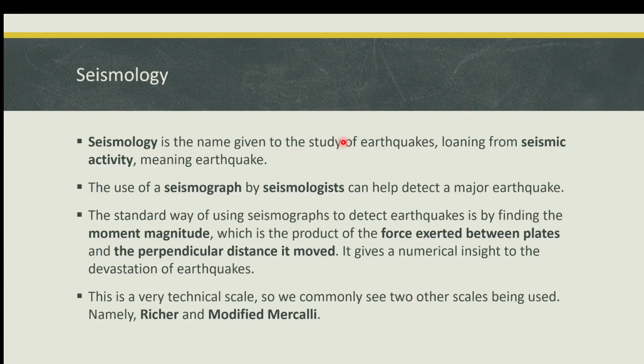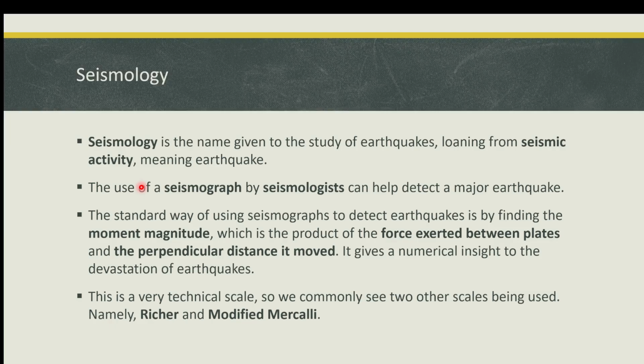Another word that comes up a lot is anything to do with size, so SEIS, size. Mostly the word seismology, which is actually the word given to the study of earthquakes. This comes from the old word, or a slightly original name, for the earthquake, which is known as seismic activity. So seismic activity and earthquakes are the same thing.